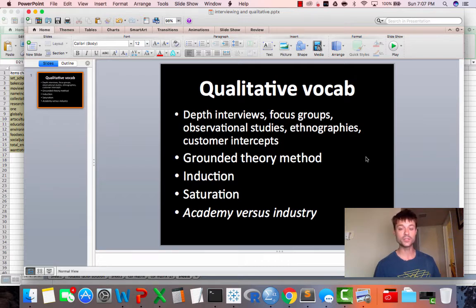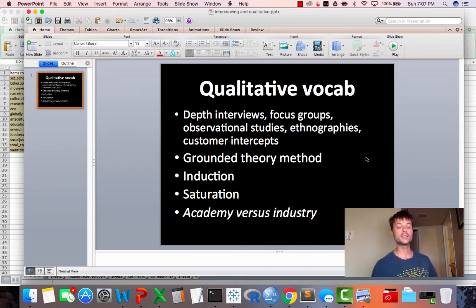Depth interviews, which is a fancy word for talking to somebody for a long time about a particular topic. Focus groups, where you do the same thing with a group of people. Observational studies, which is watching people in a naturalistic environment, say just watching people shop at a grocery store, and seeing what their behaviors are like.